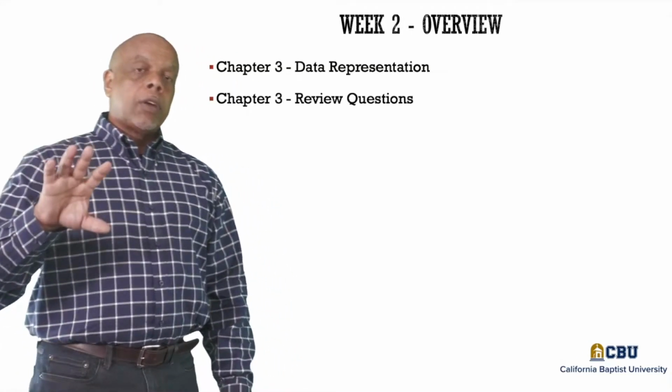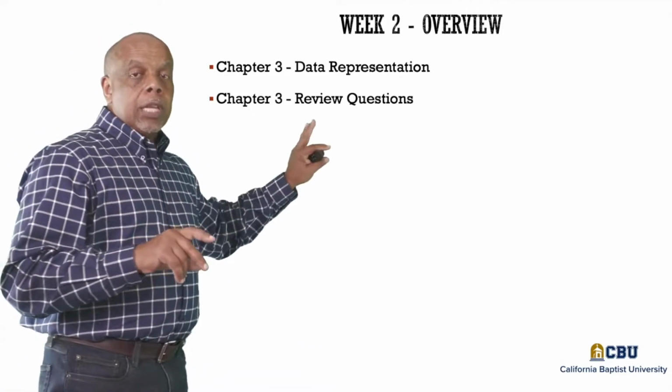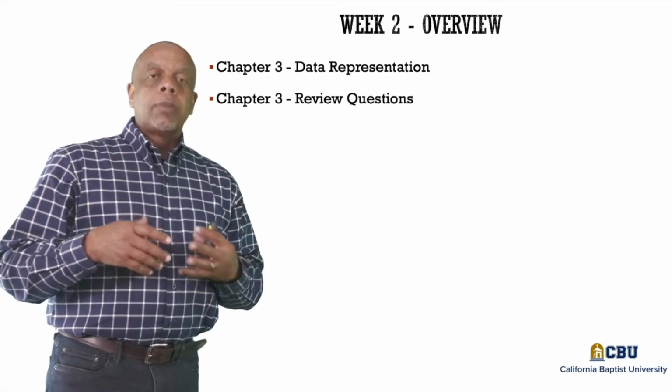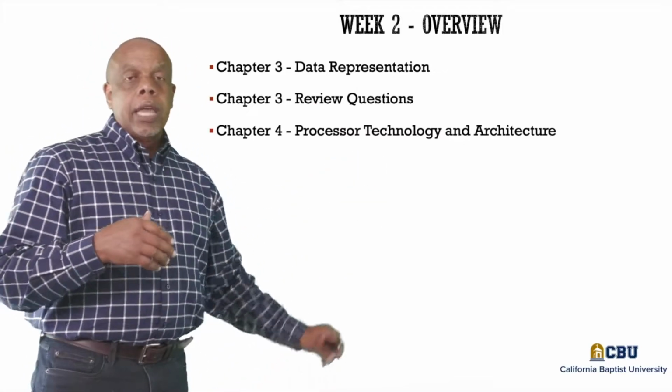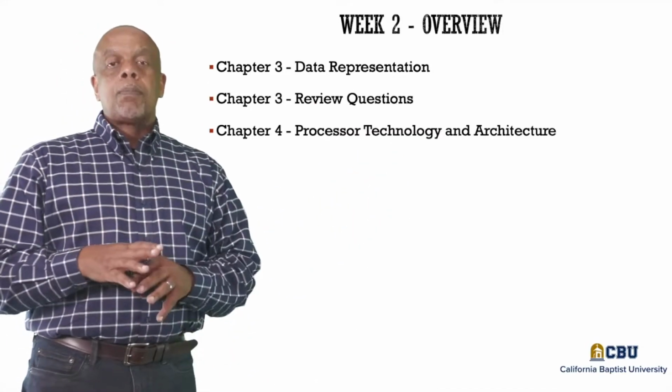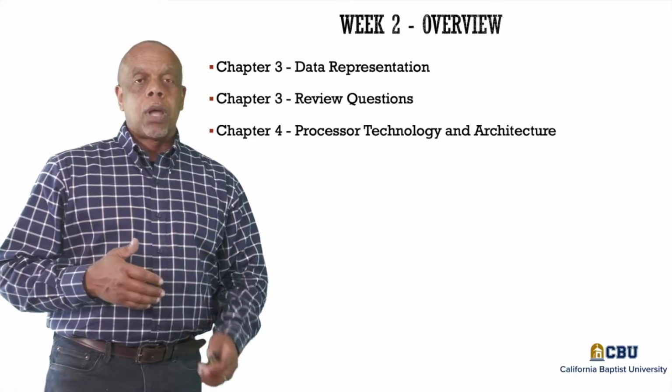First, let's take a look at the week 2 overview. What are we covering for week 2? Week 2 we're doing chapter 3 and chapter 4. Chapter 3 is data representation. We talk about numbering systems, and there are some review questions in chapter 3. Chapter 4 is where we really start talking about the architecture of processors, your CPUs and microprocessors.